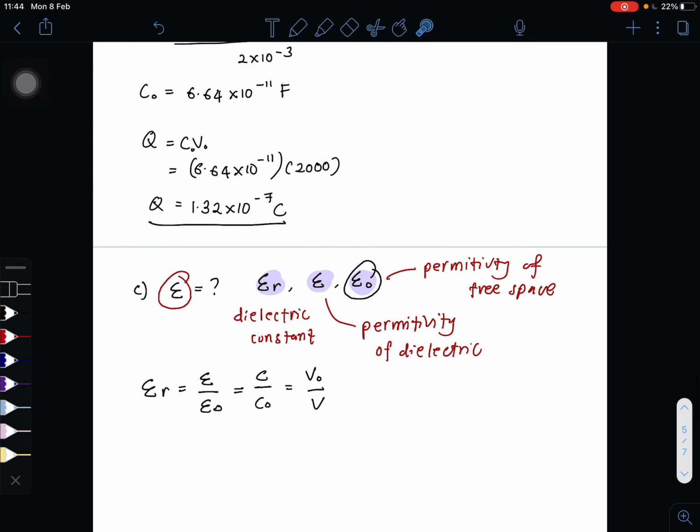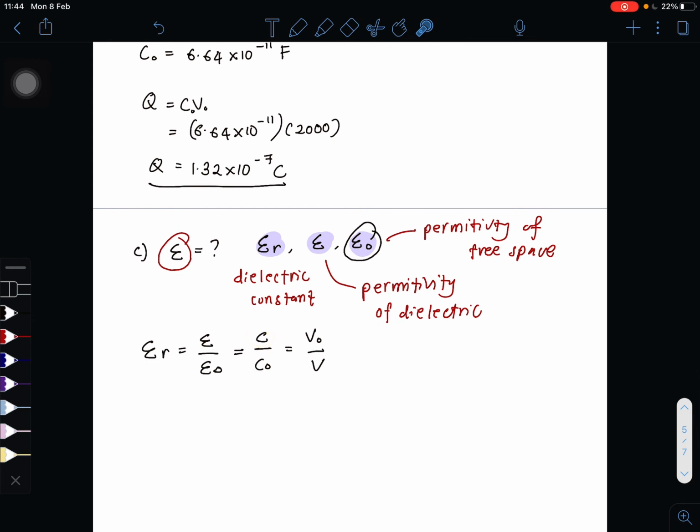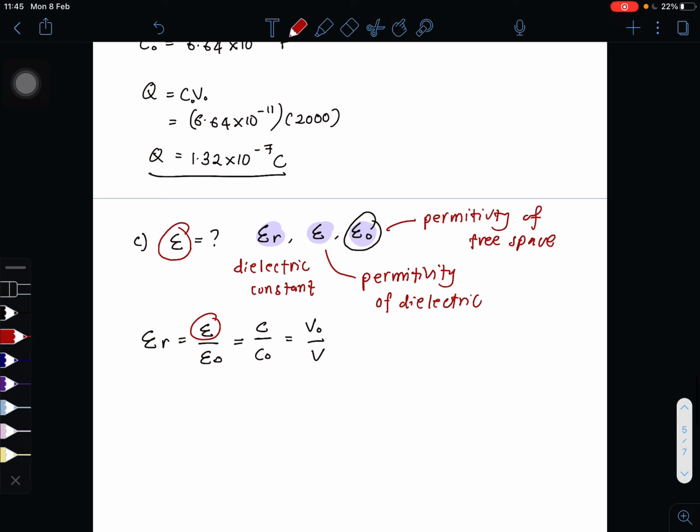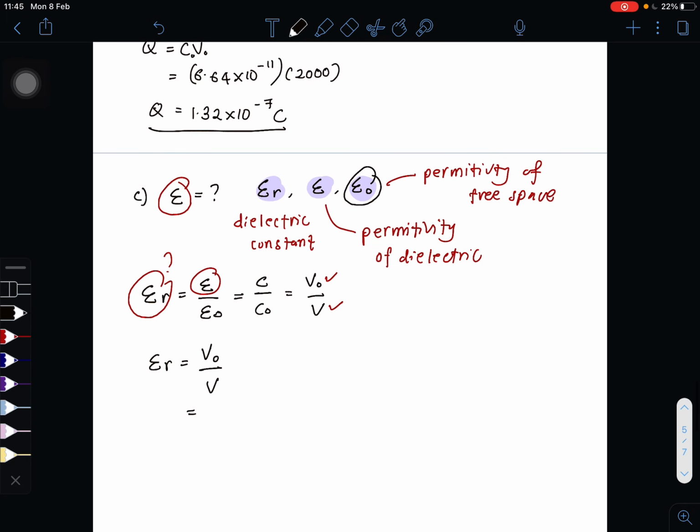What else? Do we have this one? C and C naught we have. Because we want to find this one, so in order to find this value, we need to find this value first. Since we have this value, we can find epsilon R is equal to V naught divided by V. V naught, the initial value, is 2000 volt, divided by V, the final value, which is 500. So epsilon R will be equal to 4.